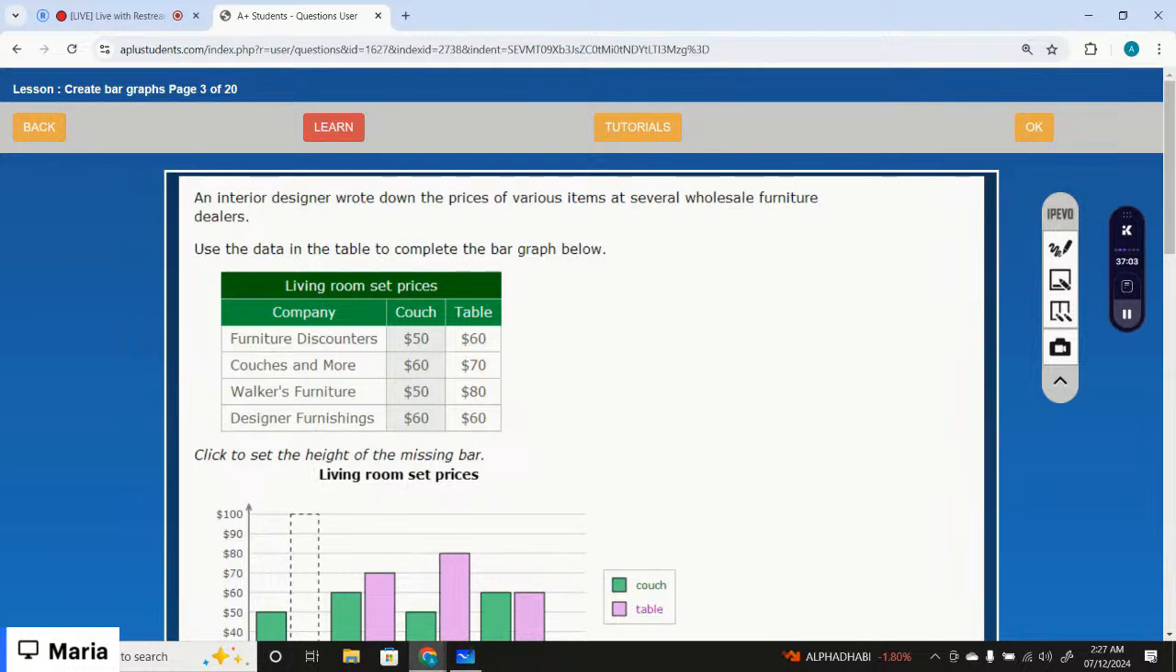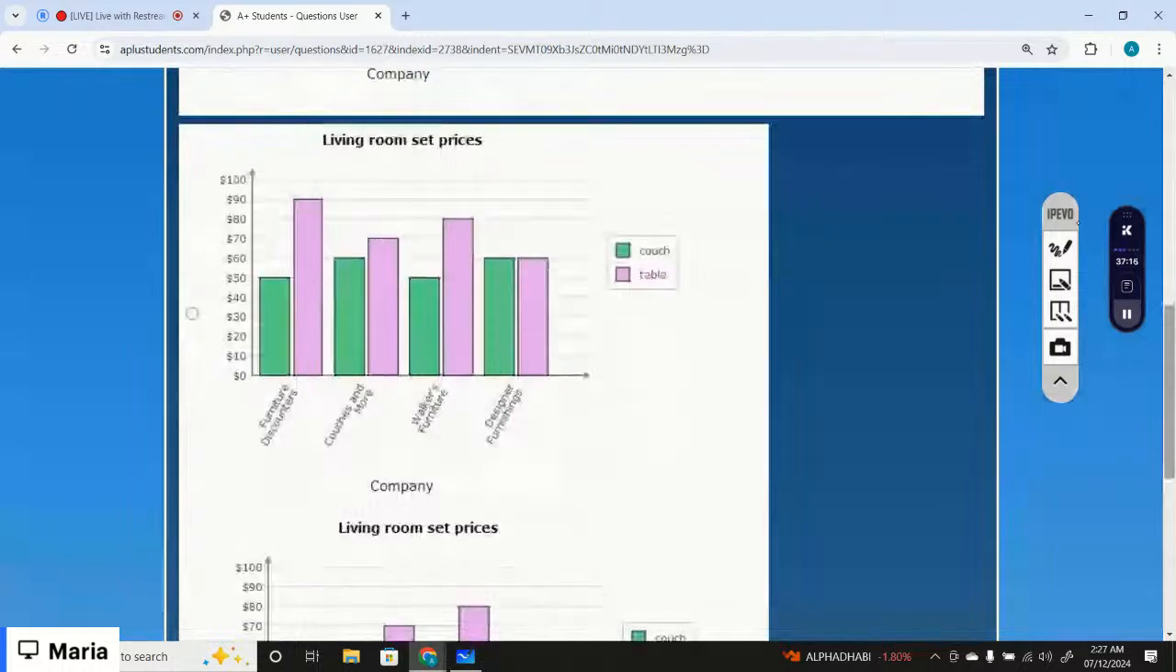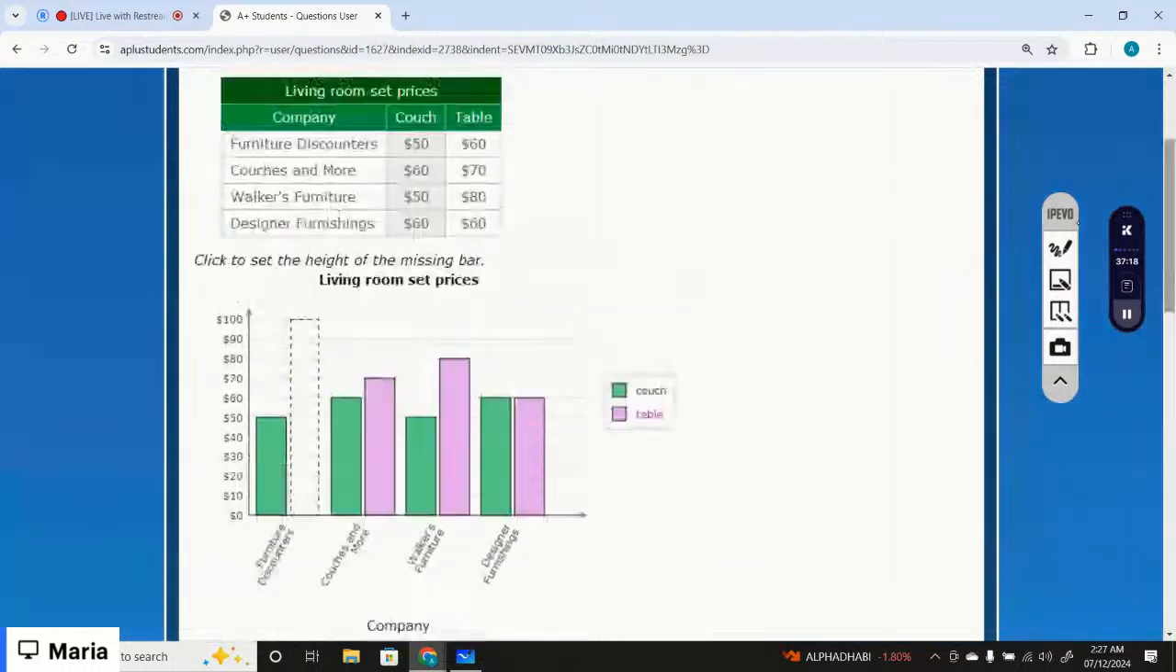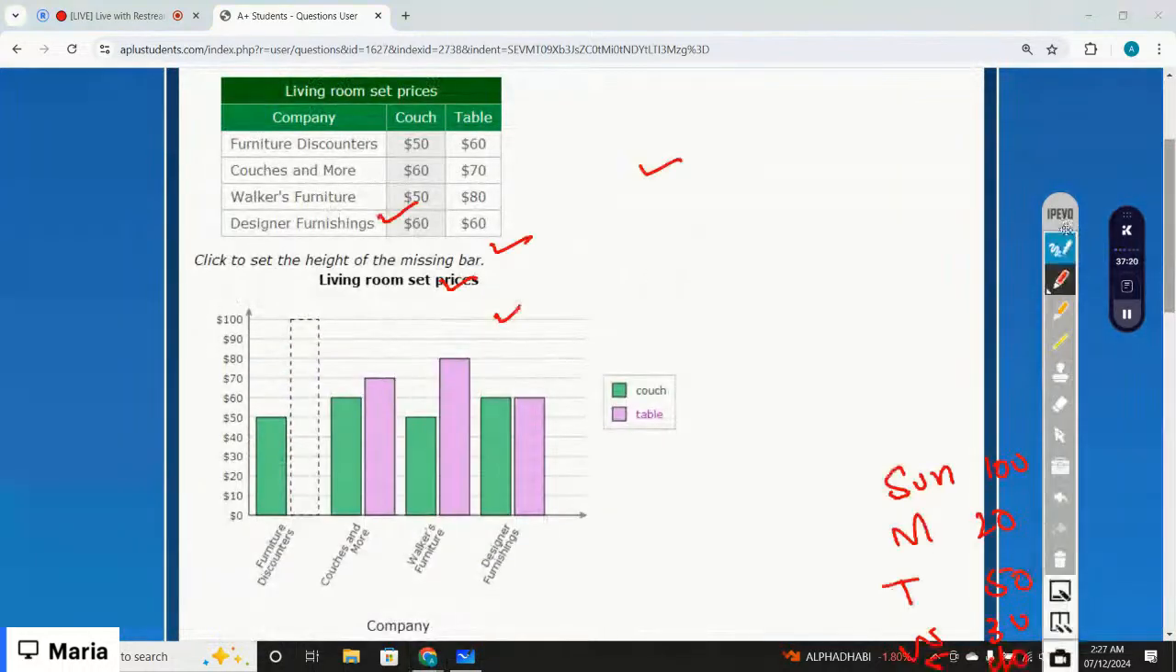An interior designer wrote down the prices of various items at several wholesale furniture dealers. Use the data in the table to complete the bar graph below. So let me just write down the values over here so that we can match.